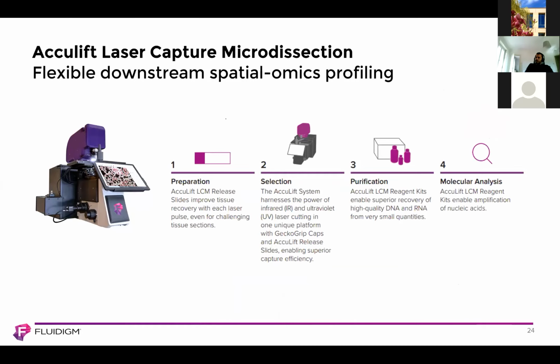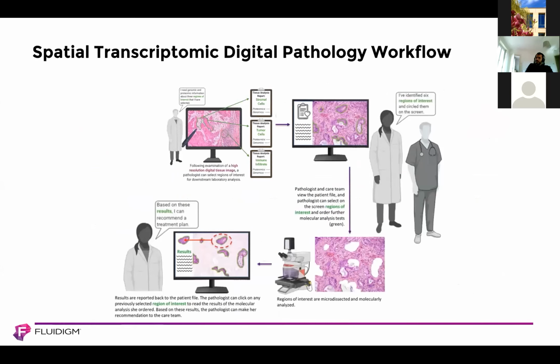This technology will come with pretty much everything, of course, that is needed to make it tick, including all the different slides that can be necessary for it, and even the purification and molecular analysis reagents to make this technology work, even though, as mentioned beforehand, while we sell these kits, you're not forced to use them. You can use any other downstream kits or assay of choice that you might already be using within your transcriptomics readouts.